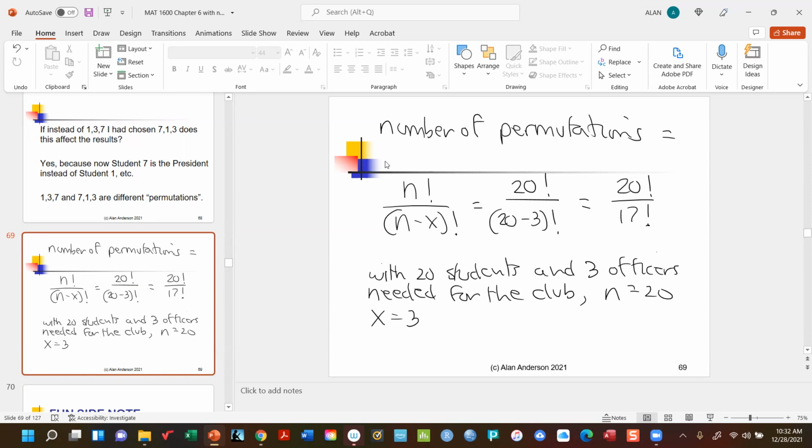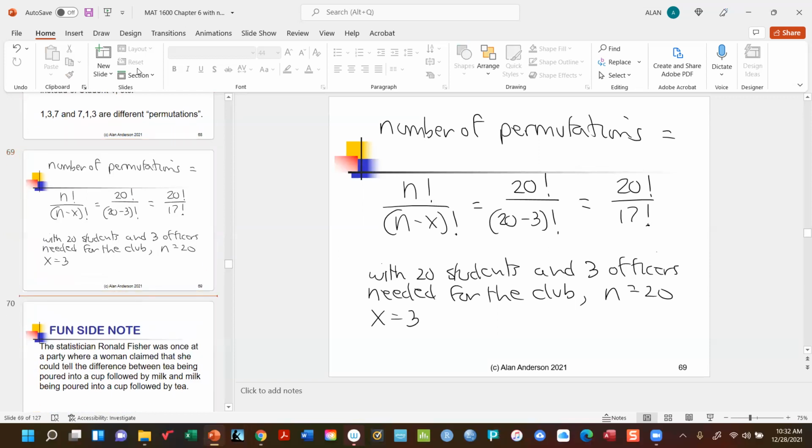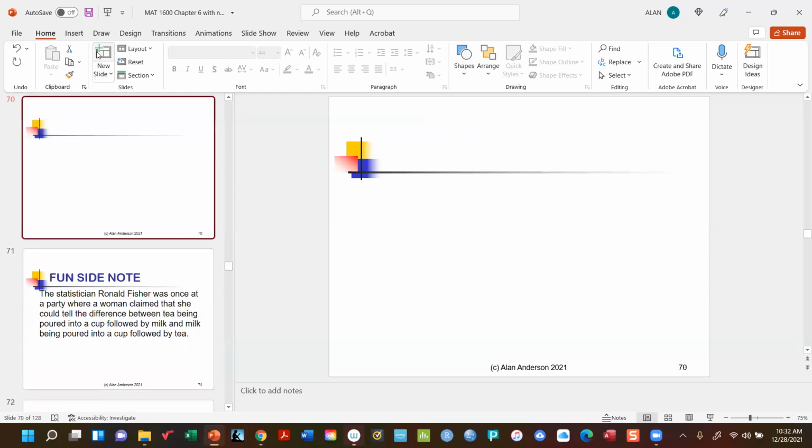Okay, now what I'd like to point out here, though, is that you can now go to your calculator and type in 20 factorial divided by 17 factorial. Now, the problem with that is that these are two gigantic, and I mean gigantic, numbers. It turns out this ratio is equal to 6840. And I'll show you how I got that in a second.